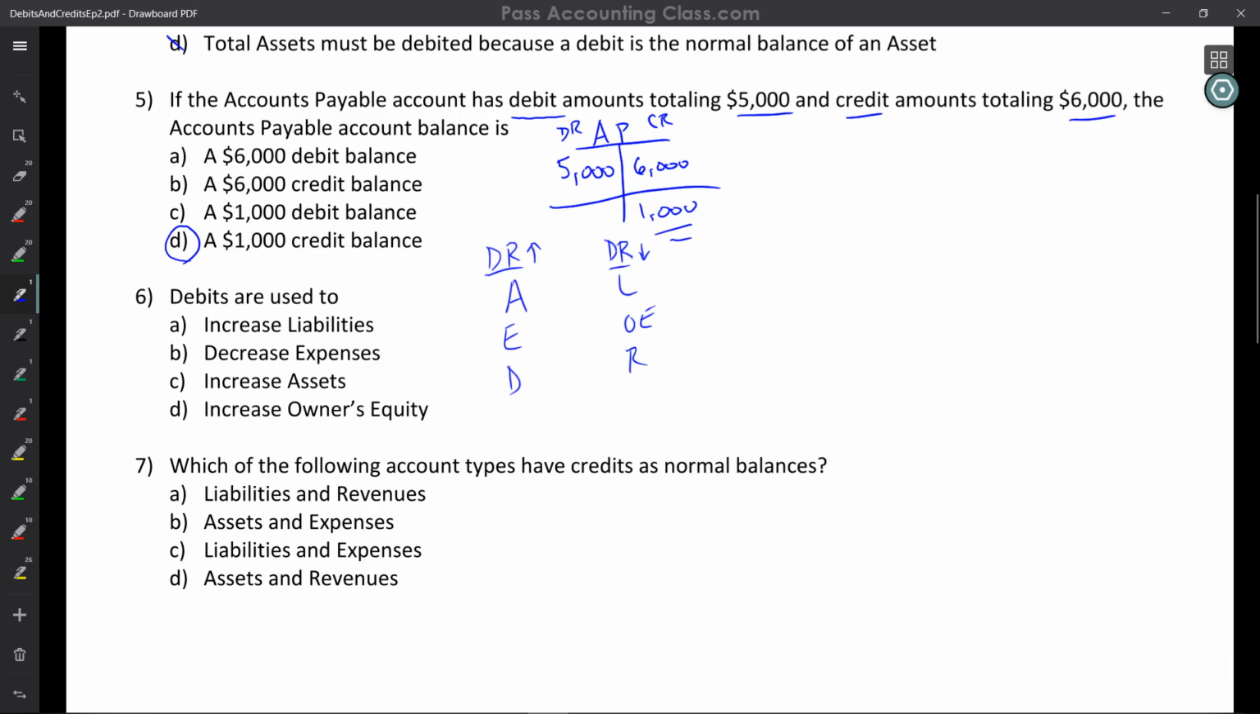So now I'm looking at my list that I just drew out, and I know that this one is wrong because a debit is going to decrease liabilities, so that's wrong. I know that a debit is going to increase my expenses, so this one is wrong. I know that a debit is going to increase my assets, so this one is correct. And I know that a debit is going to decrease my owner's equity, so this one is wrong. So the answer here then is going to be C.